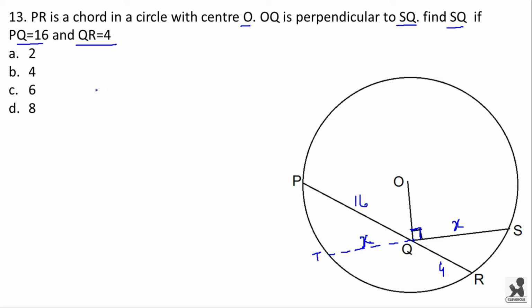From the intersecting chords theorem we get x into x, that is x square, is equal to 16 into 4. That is, we get x is equal to plus or minus 8. We will be considering only the plus sign because this is a length, and we cannot have a negative length. So the answer is D. Option D is the right answer, 8 centimeters.